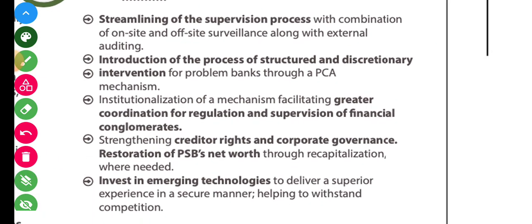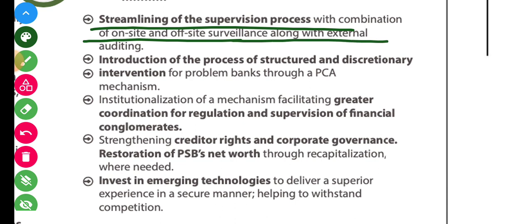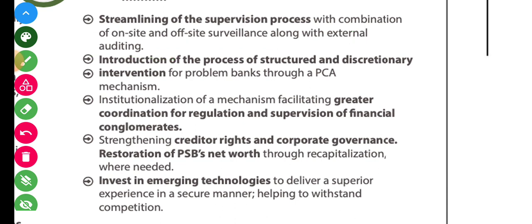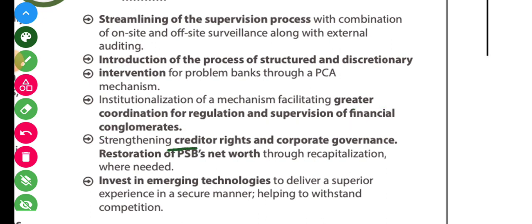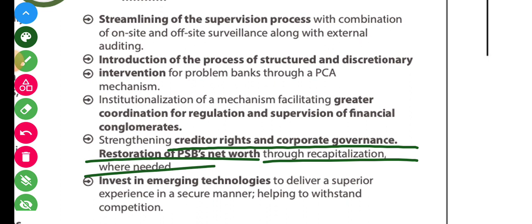What are the way forwards? Streamlining of the supervision process with the combining of on-site and off-site surveillance along with external auditing. Introduction of the process of structured and discretionary intervention for the problem banks through a prompt corrective action mechanism. Greater coordination for regulation and supervision of the financial conglomerates. Creditor rights and corporate governance. Restoration of public sector banks' net worth through recapitalization where needed.